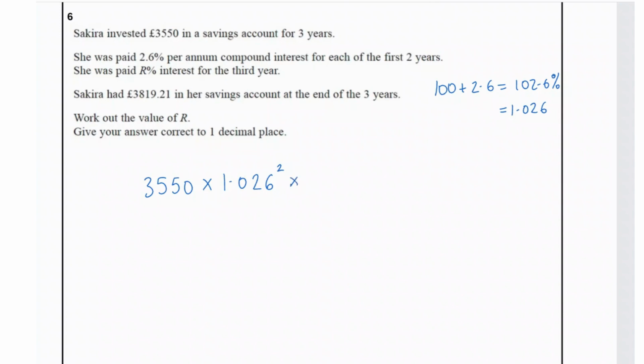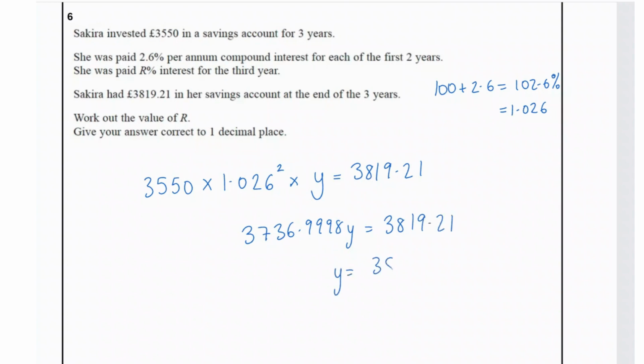So if we need to figure out what this is as a decimal, I'm just going to call it y. And then at the end of the 3 years, she had £3,819.21. So what we can do is 3,550 times 1.026 squared. So we get 3,736.9998y equal to 3,819.21.